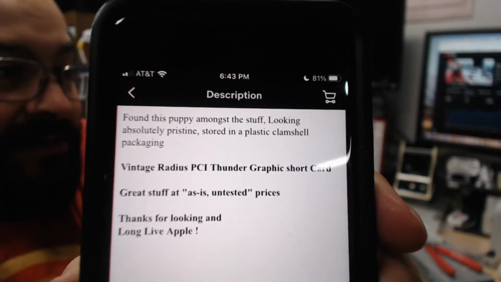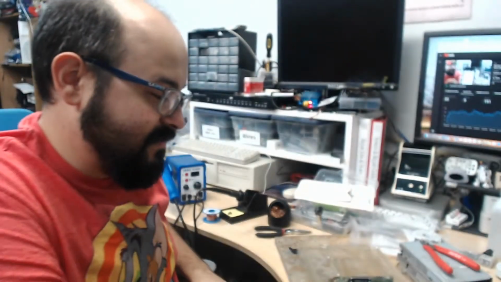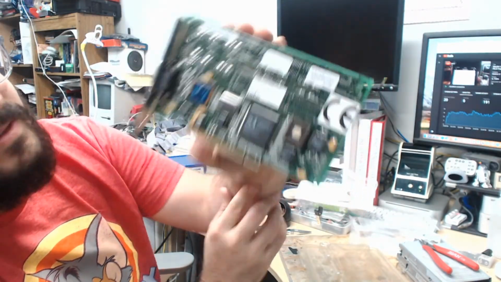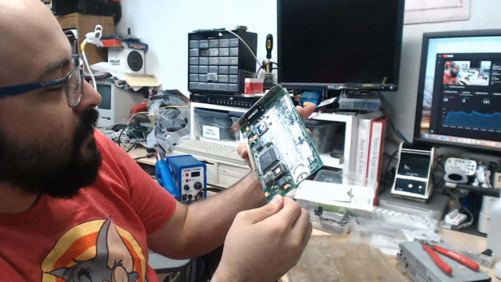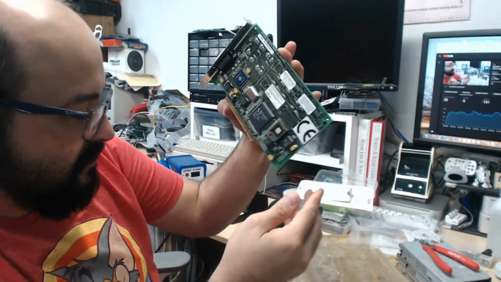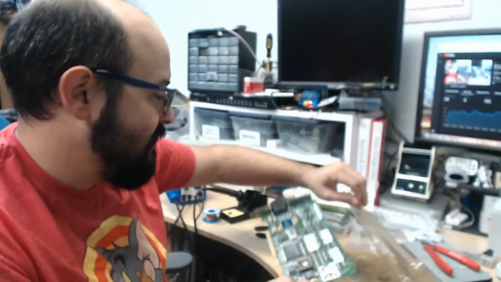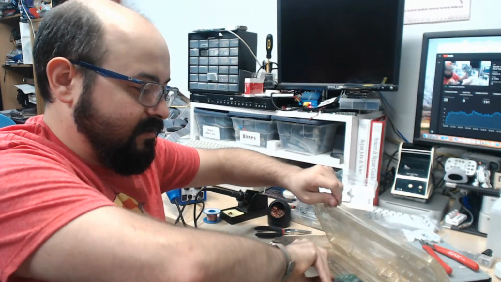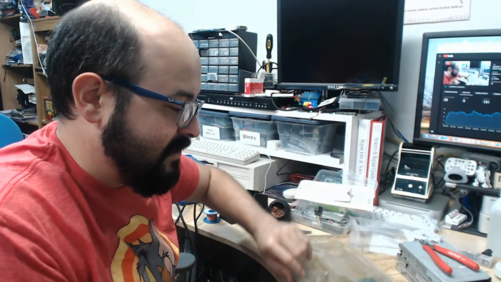This card was $20. So you know what? $20. That's a good price, even if it doesn't work. I mean, I don't see why it wouldn't work. It looks pretty good to me. Not bad. So happy to pick that up for $20. I consider that a pretty good deal.